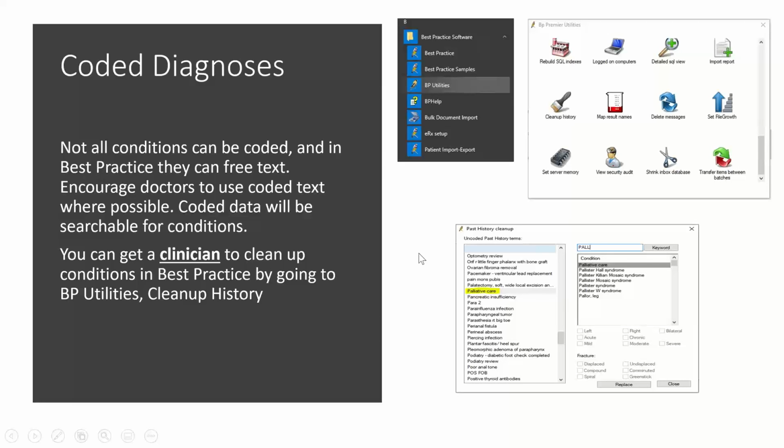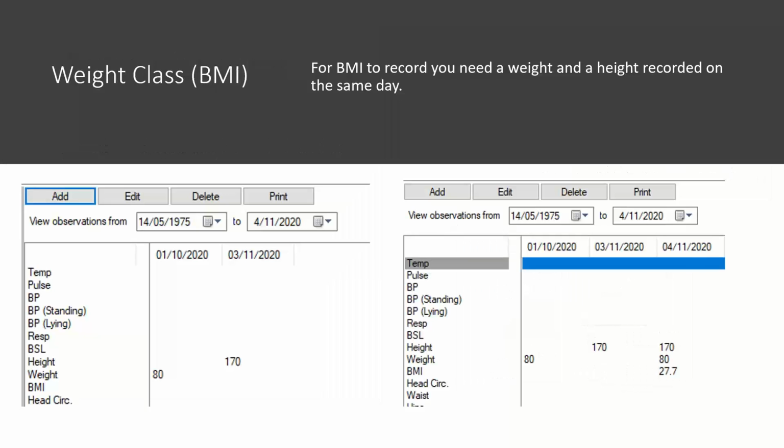Another focus for us was the coded diagnosis. Yes, you can't have 100%, but you can get a clinician to clean up the history and the coded conditions if they want. I noticed that for our practice, a lot of doctors found it easier to free text. I beg, I plead, I threaten, please use coded where possible. An example for us right now is we've got palliative care, but it could have been coded, but they free typed it, so it becomes an uncoded diagnosis. So that's something to also look at. That's a utility function in Best Practice, but leave it to a clinician to do that.